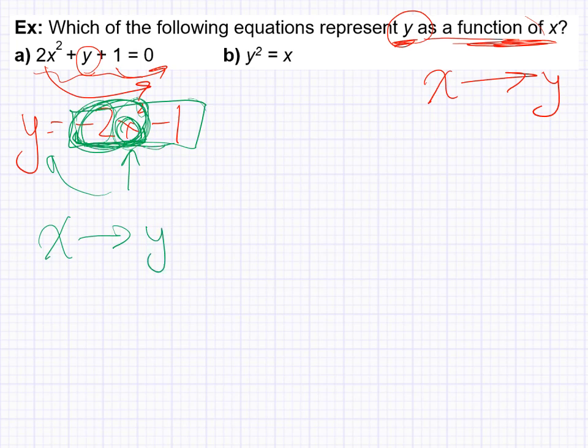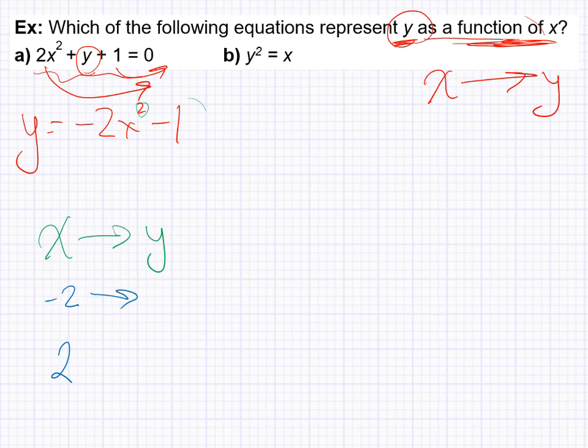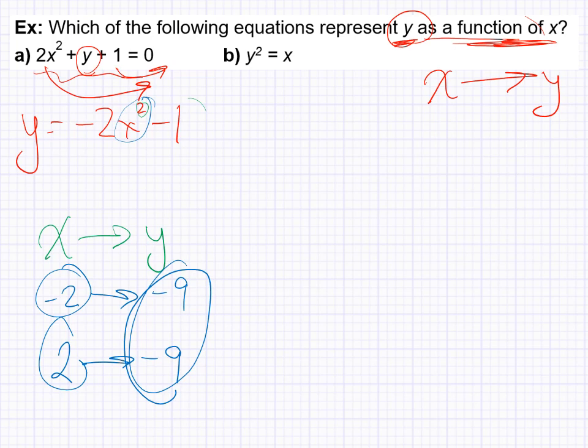Now, because this is a square, you would have two different x's giving you the same y, but that's okay. If I plugged in -2 or I plugged in 2 for x, they would give me the exact same output. In this case, it would be -2 or 2 squared being 4. Then 4 times -2 is -8. Then -8 and a -1 would give me -9. But again, that's okay. Two different x's giving me the same y is fine, but I can't have one x giving me two y's, but that can't happen with this operation, so yes, this is a function.